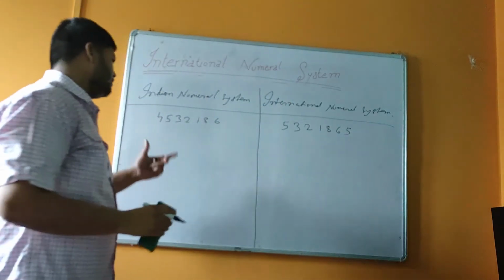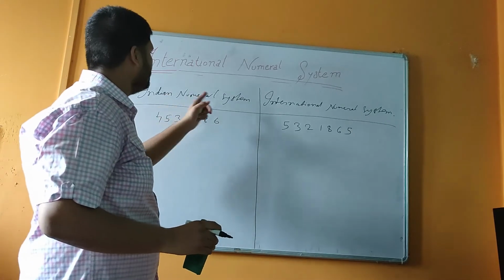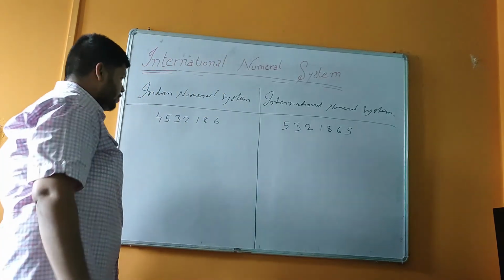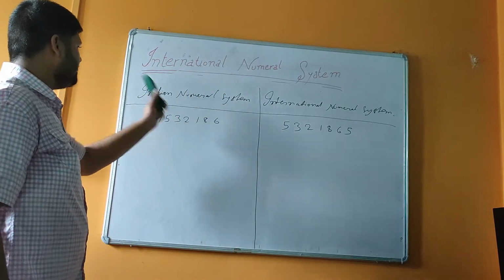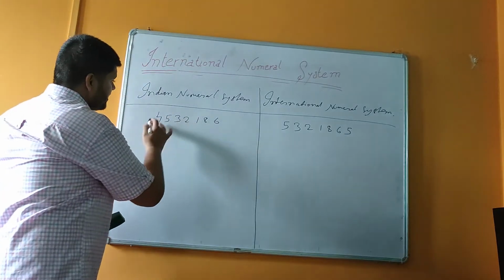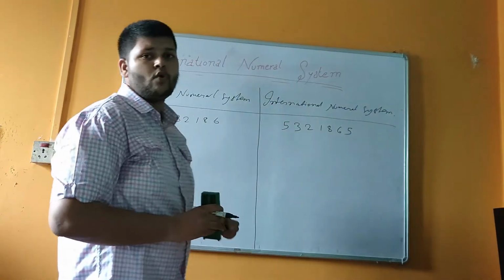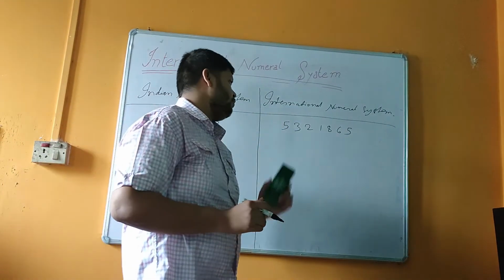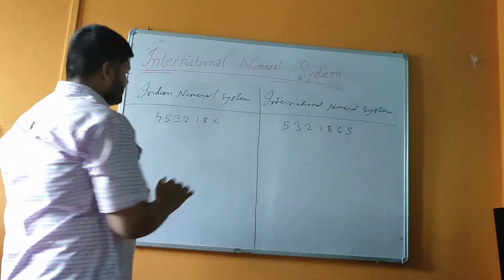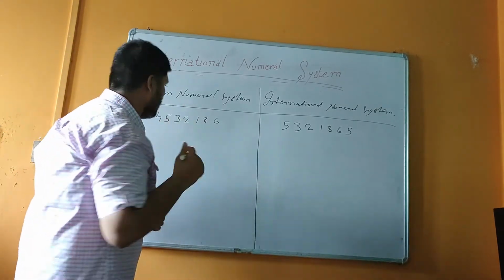So I have taken one side as the Indian numeral system, and the other side as the international numeral system. So can you say this number is Indian numeral system? No. This number is actually a Hindu-Arabic numeral. This is also a Hindu-Arabic numeral. But when can you say that this belongs to the Indian numeral system? This can only be said after separation of the digits with the help of commas.